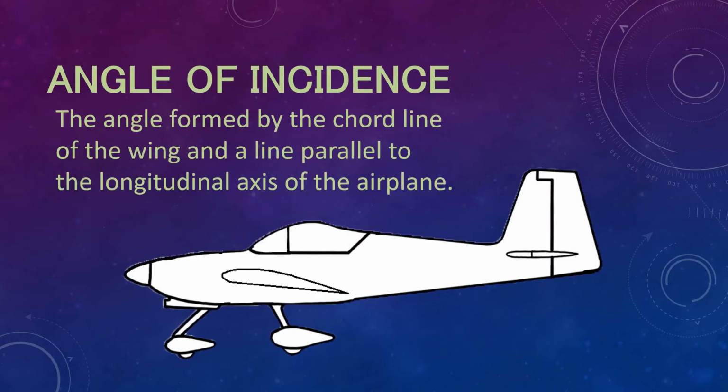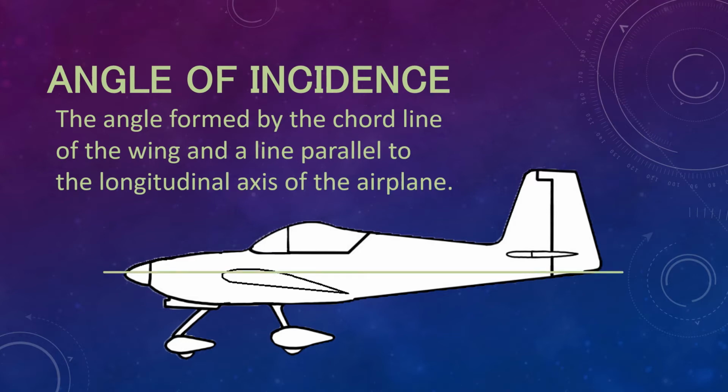Now here is where the idea of the chord line becomes important as we look at other features of an airplane wing. The angle of incidence is the angle between the chord line of the wing and the longitudinal axis of the plane. We haven't defined the longitudinal axis yet. We'll get into that detail in another video. For now, just understand that the longitudinal axis is an imaginary line from the nose to the tail.